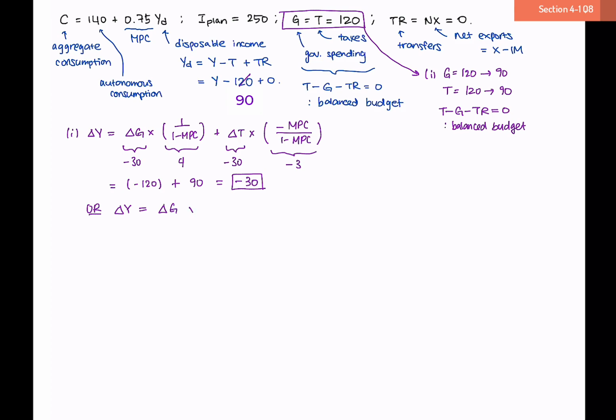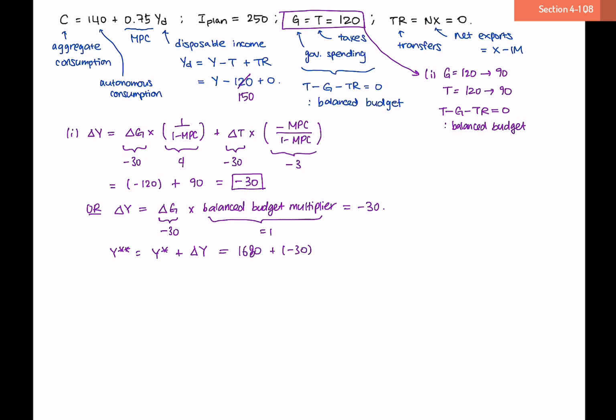Or in this case, because we know that we're balancing the budget, we can use the balanced budget multiplier, where the original change is coming from either the government spending or taxes, but they're the same amount, which is minus 30. Because we're trying to keep the budget balanced, the resulting multiplier is 1, so our total change in output is minus 30. Our new equilibrium output is your old equilibrium output plus any changes. Our original equilibrium output is 1680. We see a fall in output by 30, so we end up at this new equilibrium output of 1650.